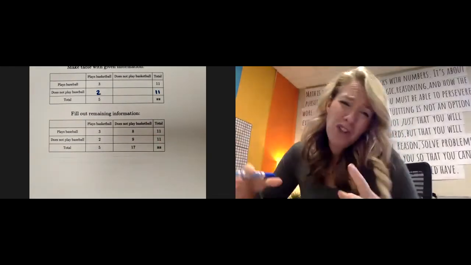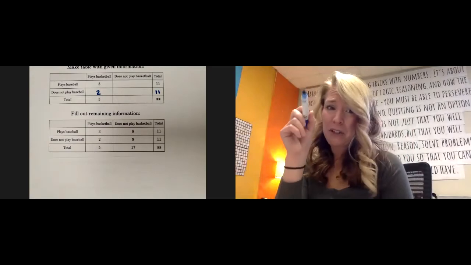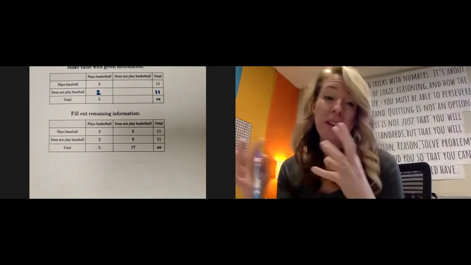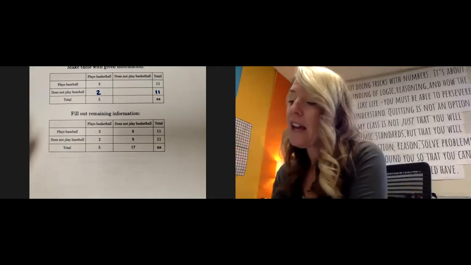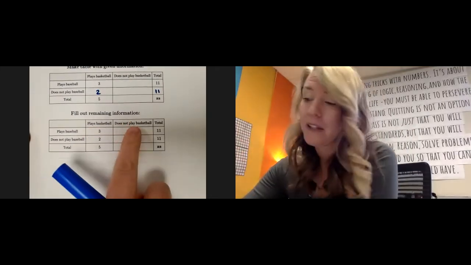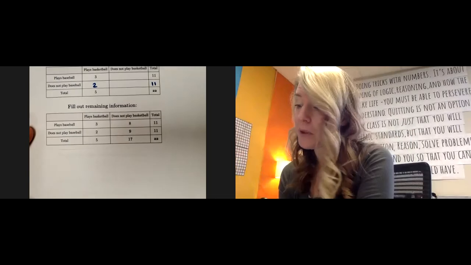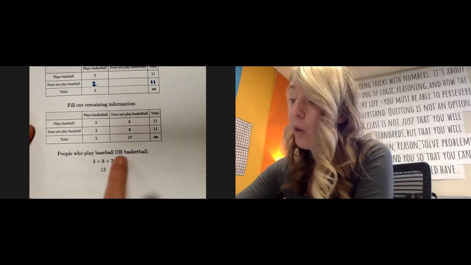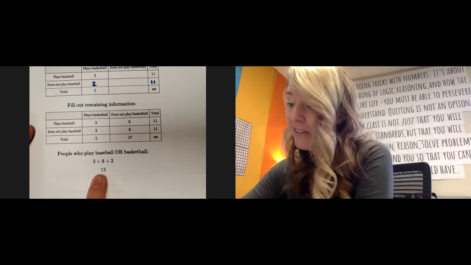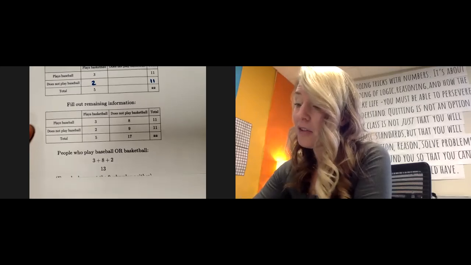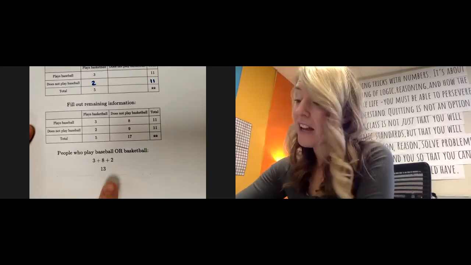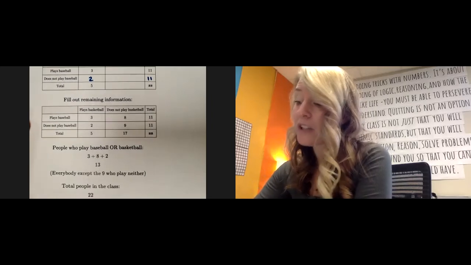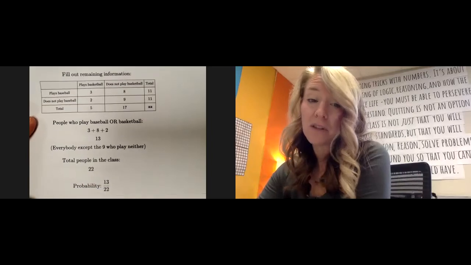You don't have to make a fancy chart. Just put a picture of a basketball or a picture of a baseball with the little stitches, or something really quick, so that you can jot this down and just make sure that you have playing, not playing, playing, not playing with the totals at the end. So all together, the people who are playing baseball or basketball is going to be 11 of those kids. Sorry, not 11, I was looking at a number 11 when I said that. 13 out of all of those kids, and 13 out of 22 total in that class is going to be 13 22nds.